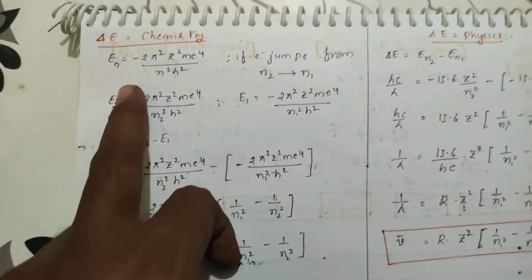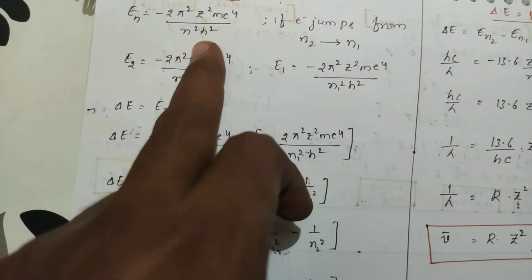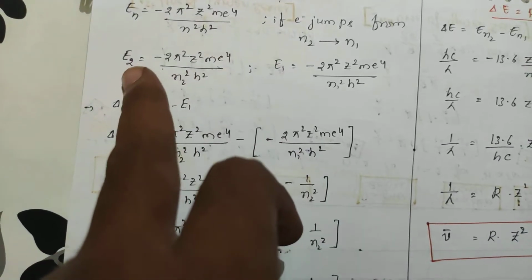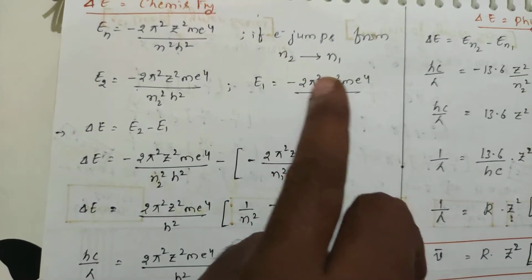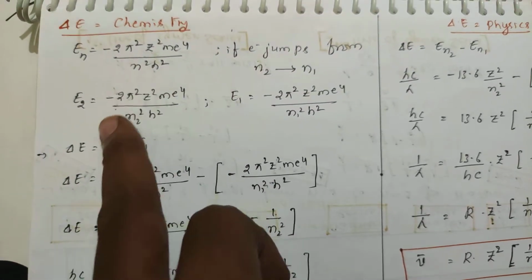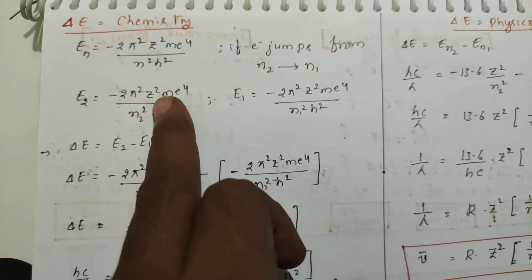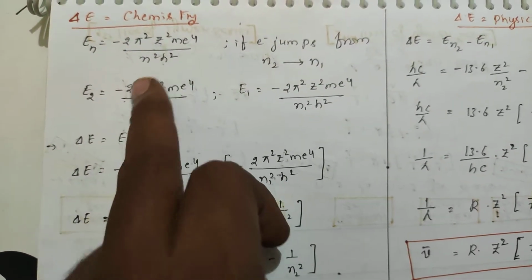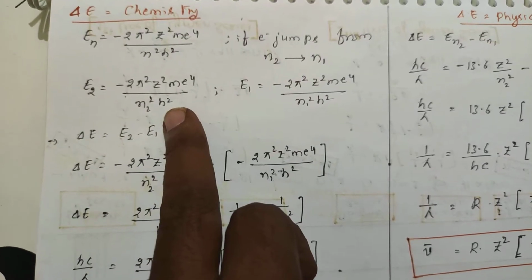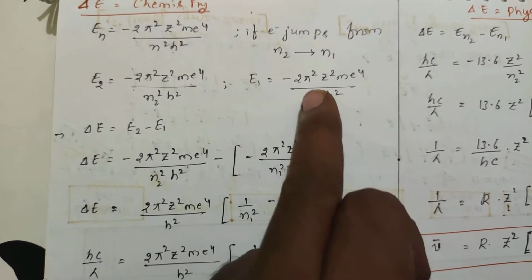The energy of the nth orbit will be equal to minus 2 pi square Z square m e power 4 by n square h square. Suppose the electron jumps from the second orbit to the first orbit. Here we have only the nth orbit, we have not mentioned which orbit it is in. So E2 means minus 2 pi square Z square m e power 4 by n2 square h square, and E1 means minus 2 pi square Z square m e power 4 by n1 square h square.